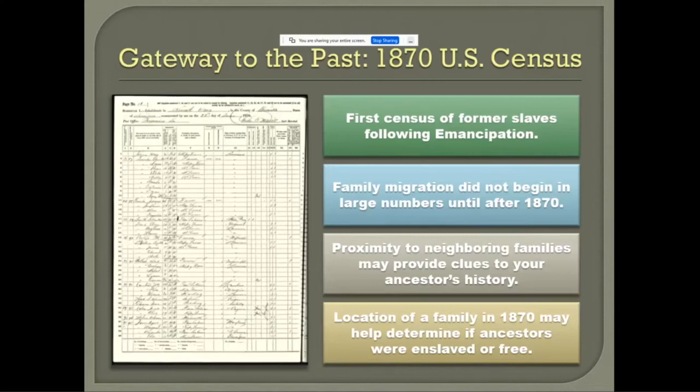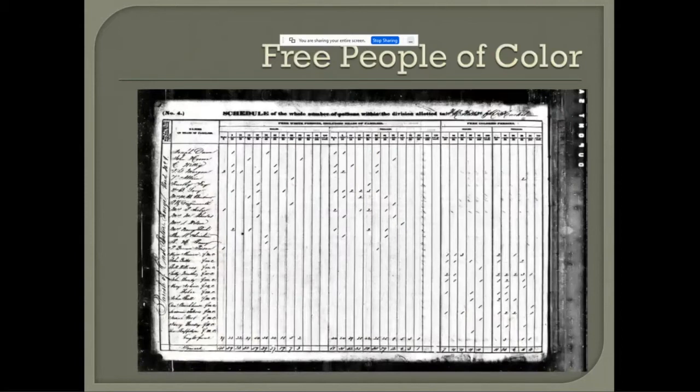And their location may help determine if they were enslaved or free. If they're living with that whole group, like I said, the whole group of black people, and there's one white family, that's a pretty good clue that they were enslaved. If they're in a city or in a town, and there's white families around, that's a pretty good indication that they may have been free people of color. Not always, but if you just think about it logically, that's kind of how it works out.